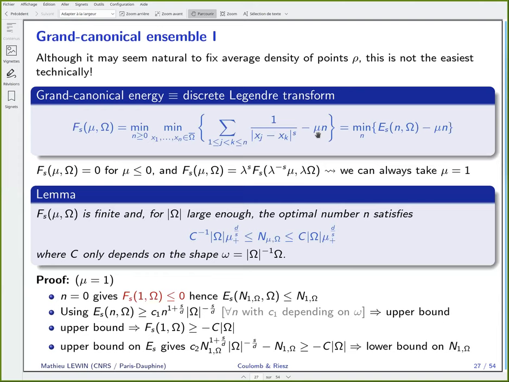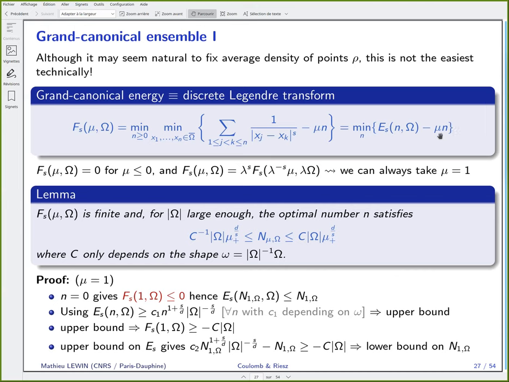So let me now fix a mu. Mu is any real number. And then I'm changing the energy. So I look at the same energy as before, but minus mu times the number of points. So I'm just doing a kind of Legendre transform, if you like, with respect to the number of points. Now what I do, I minimize over the positions, but I also minimize over the number of points. So I introduce this parameter mu, and now I minimize both over positions and over the number of points. As you can see, this is really a discrete Legendre transform.